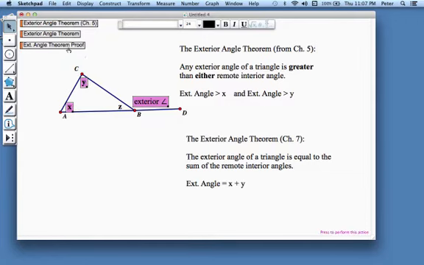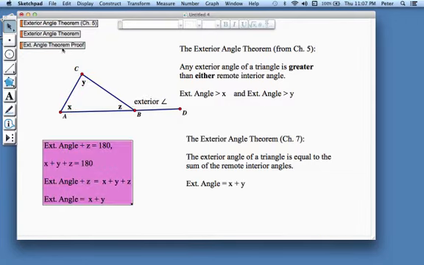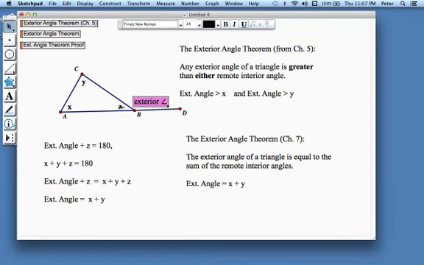Let's quickly take a look at that proof. We know that the exterior angle plus angle Z equals 180 degrees since they form a straight angle. But we also learned in the last theorem that X plus Y plus Z, which is the sum of the interior angles, also equals 180.